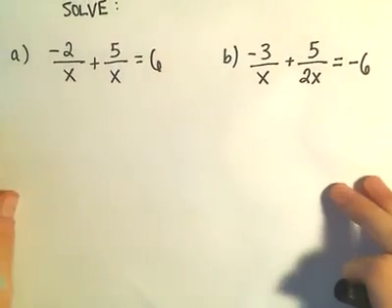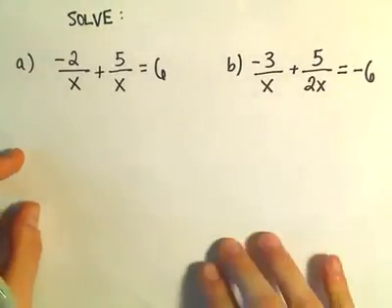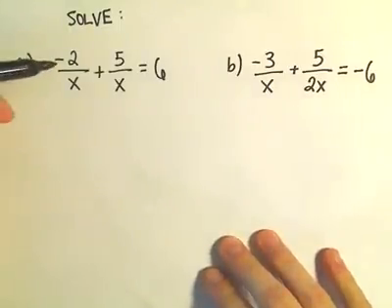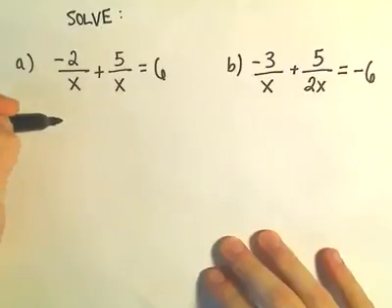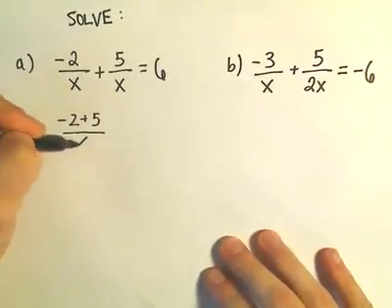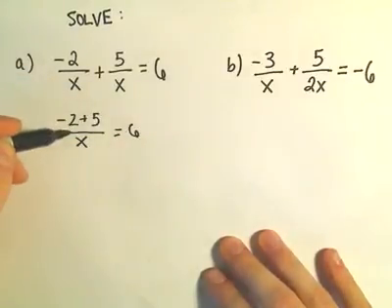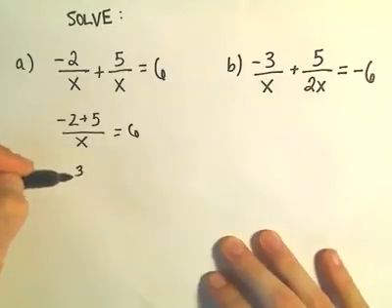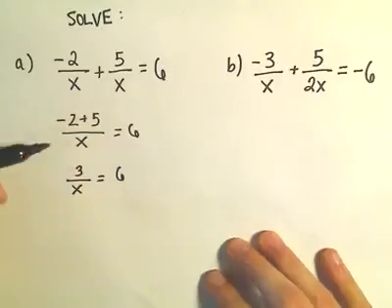Okay, a couple examples here. In the first one we have negative 2 over x plus 5 over x equals 6. Well, in this case, this one certainly isn't too bad. Notice we already have a common denominator. So that means we can simply write it as a single fraction: negative 2 plus 5 over x equals 6. And you can simplify the numerator here. Negative 2 plus 5 would simply be 3 over x equals 6.